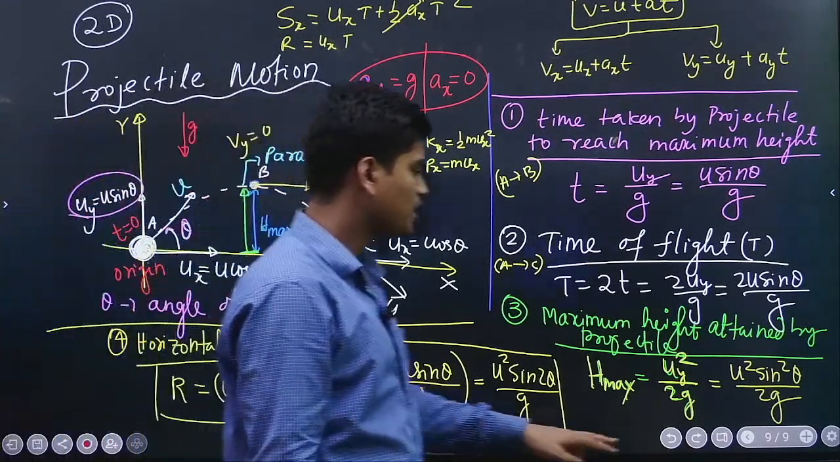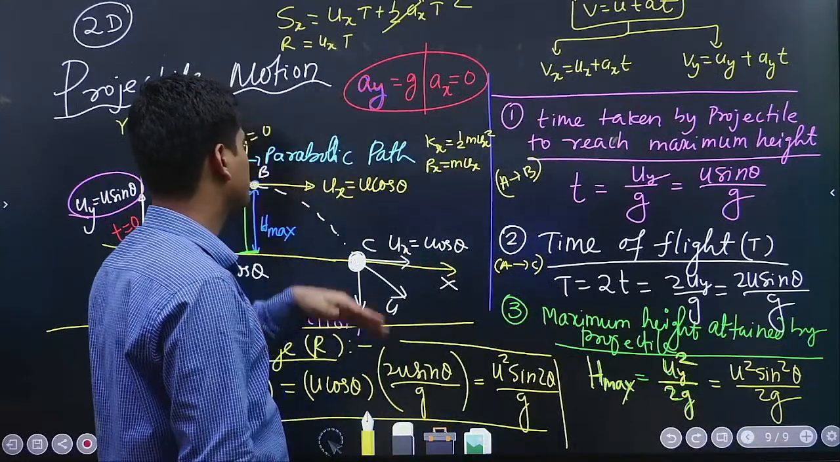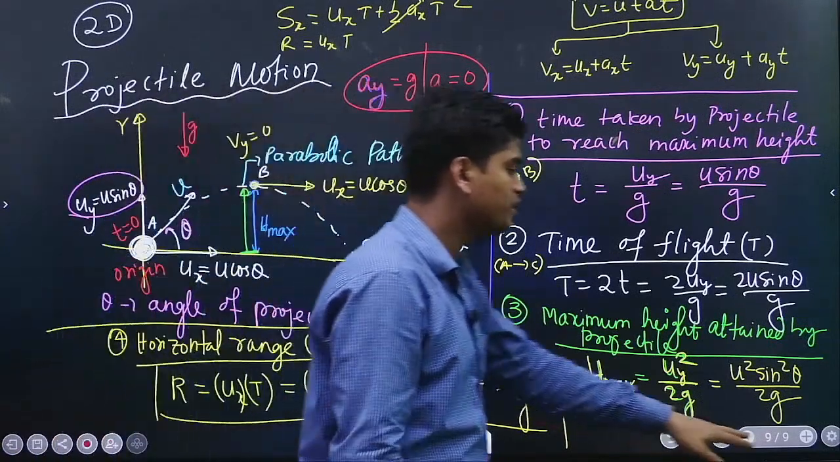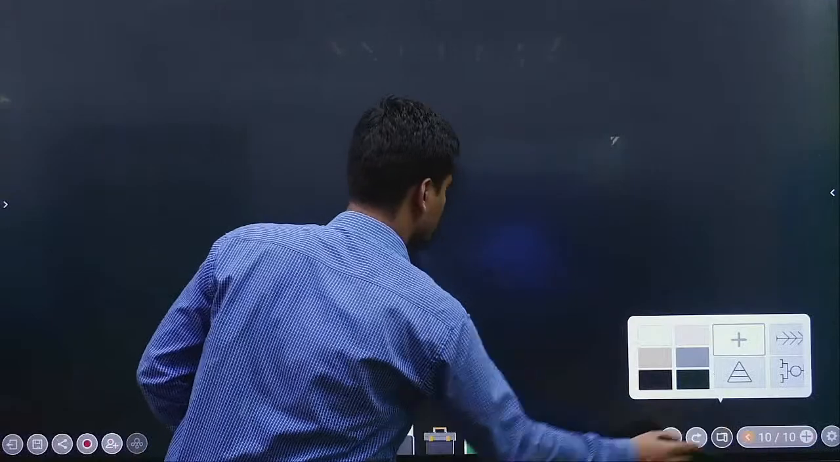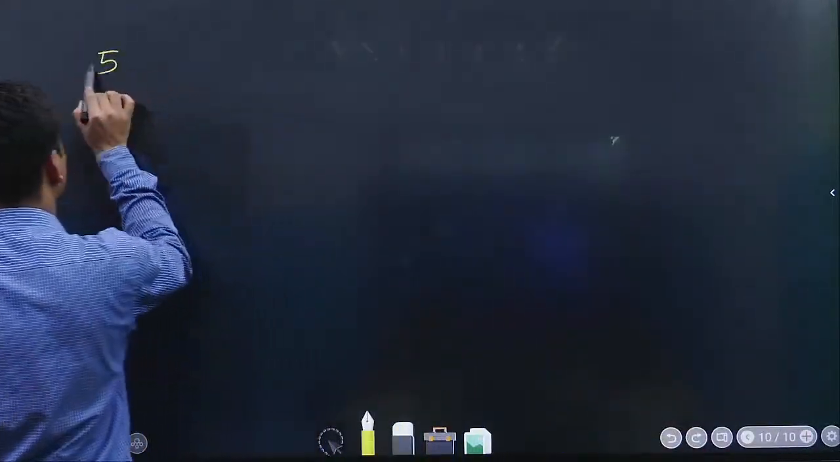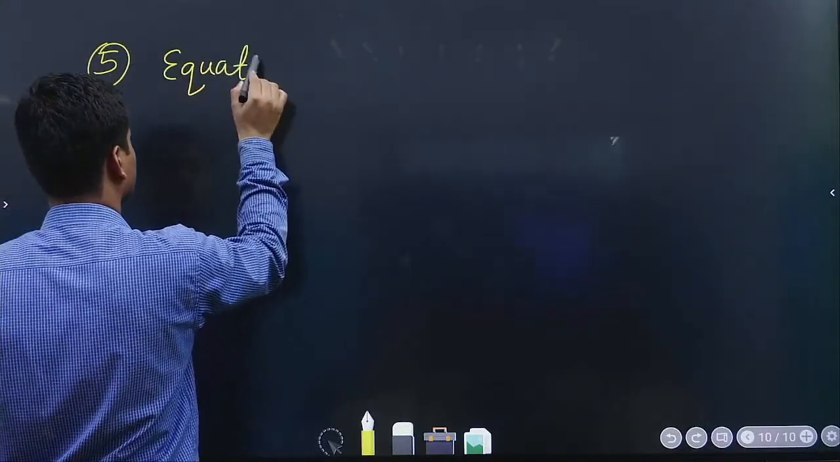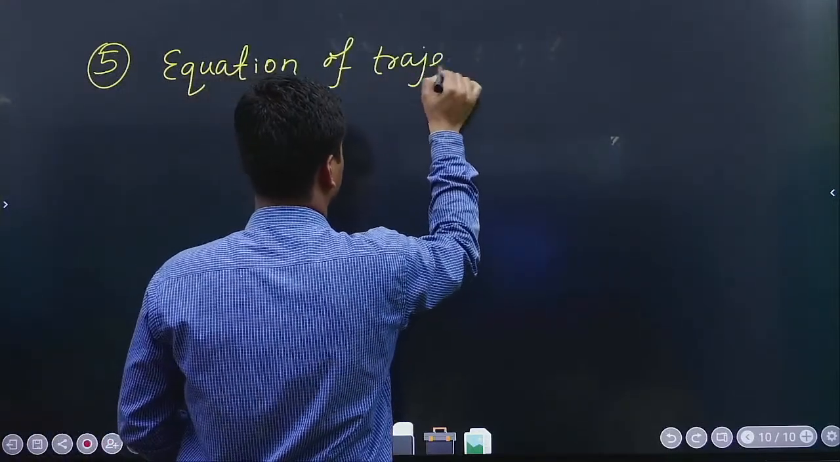Okay, now let's write what the trajectory is. That trajectory, normally we told, is a parabola path or parabolic path. It is a parabola coming like this. So we'll see the equations for the trajectory. Let me write here. We have written up to 4, completed. So let's write the fifth one. Equation of trajectory.